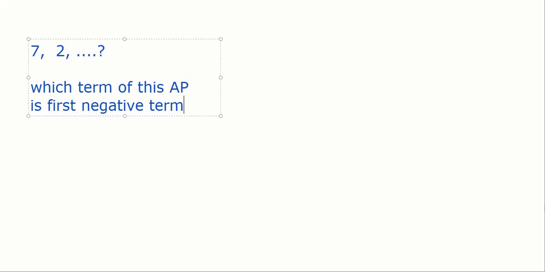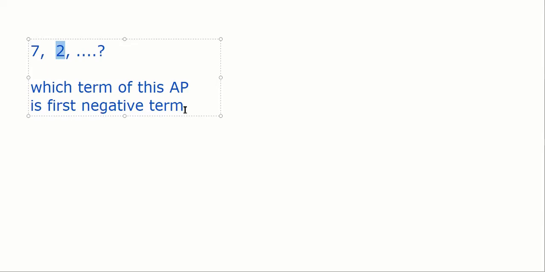Orally you can say 7, 2, something. Is the answer 3? Yes, the answer is class 7, 2, and after that minus 3. Not minus 3, you are telling the value. We need which term? So the first term is this, the second term, and the third term will be negative. So the third term is correct.